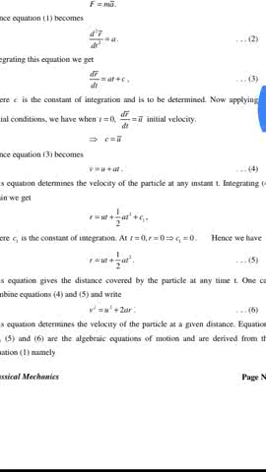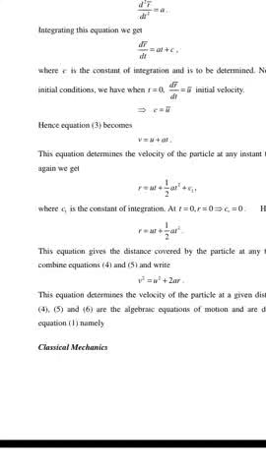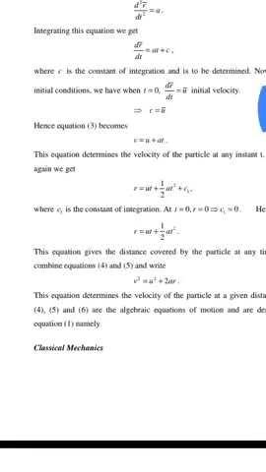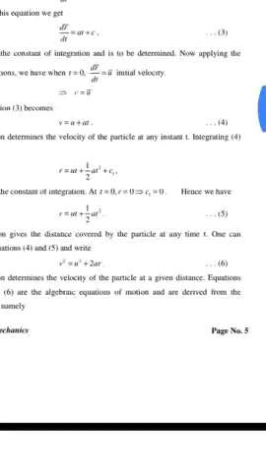Integrating, r bar is equal to ut plus 1 upon 2 at square plus c1, where c1 is the constant of integration. At t is equal to 0, r is equal to 0, so c1 is equal to 0. Therefore r is equal to ut plus 1 upon 2 at square. This equation gives the distance covered by the particle at any time t, and one can combine these equations.